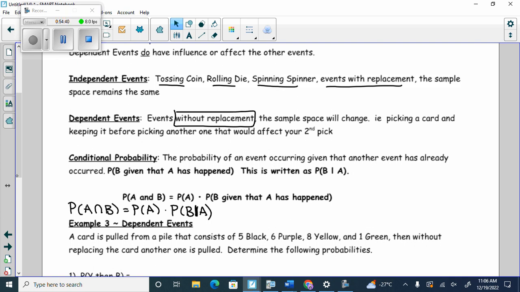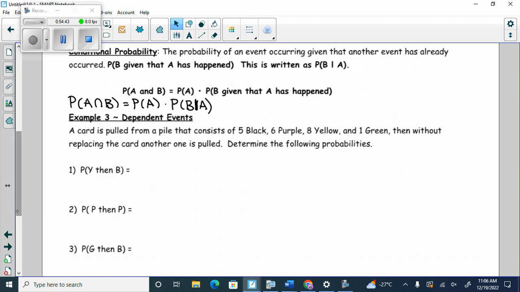So we'll show the formula. Here it says a card is pulled from a pile that consists of, and they'll do this because then they don't have to show the card array, because as long as they make a whole new deck of cards for everyone, it's not lopsided for the people who do know cards and the people who don't. Okay, so they'll do this. It's pulled from a deck that consists of 5 black, 6 purple, 8 yellow, and 1 green.